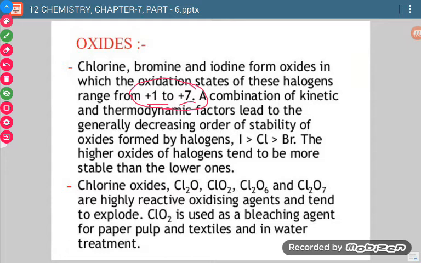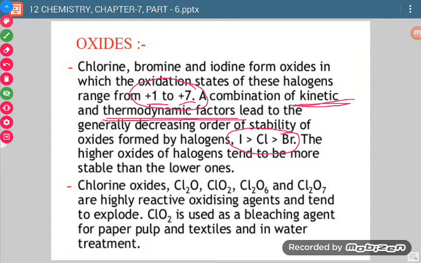Now, stability of oxides. Stability of oxides will be like this: I is greater than Cl is greater than Br. The higher oxides of halogens tend to be more stable than the lower ones. This is because of the combined effect of kinetic and thermodynamic factors. Because of these two different factors, the overall effect is that higher oxides are more stable and lower oxides are less stable.